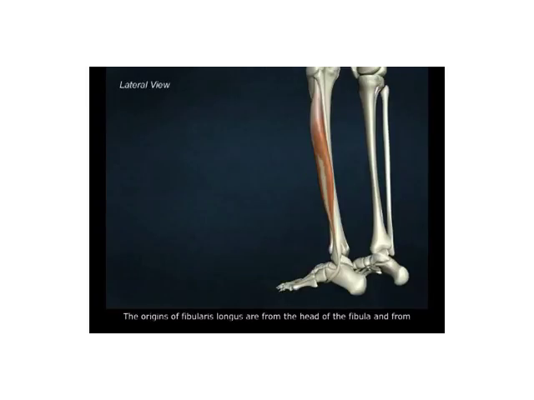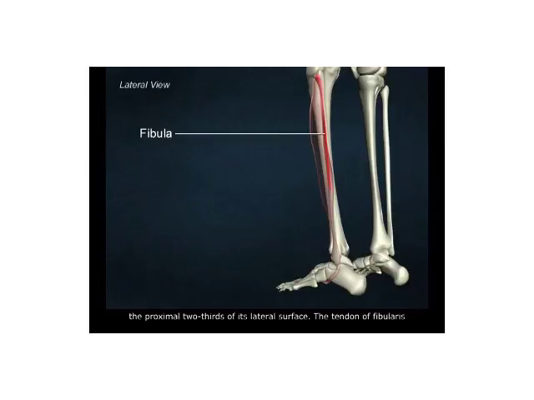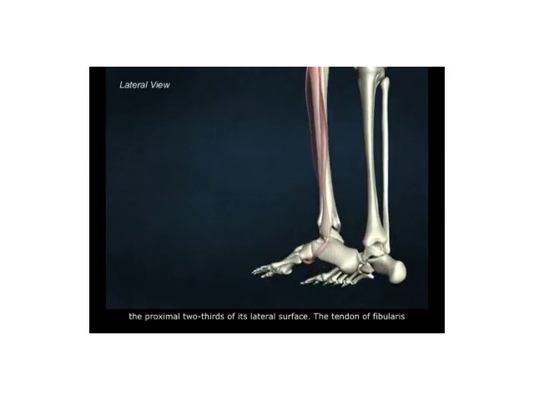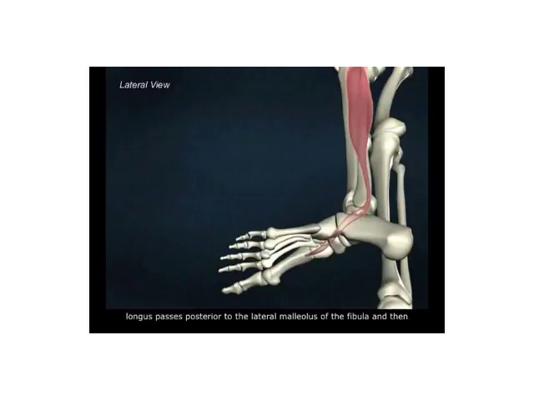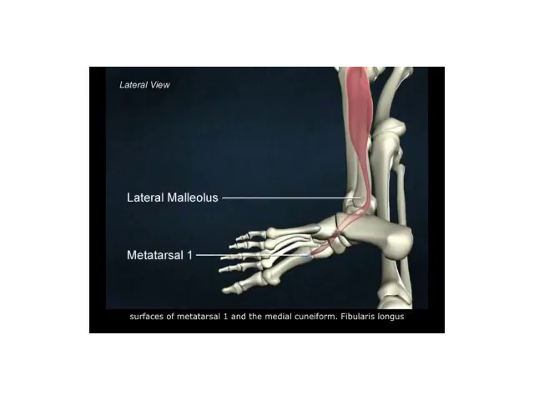The origins of fibularis longus are from the head of the fibula and from the proximal 2/3 of its lateral surface. The tendon of fibularis longus passes posterior to the lateral malleolus of the fibula and then medially across the foot to the sole. Its insertions are to the lateral surfaces of metatarsal 1 and the medial cuneiform.